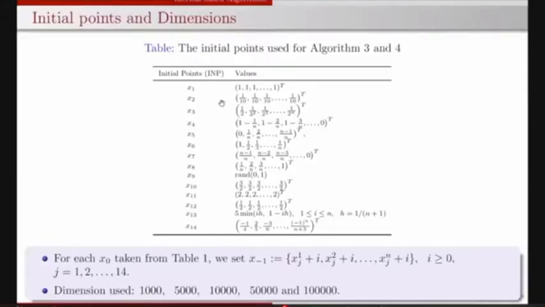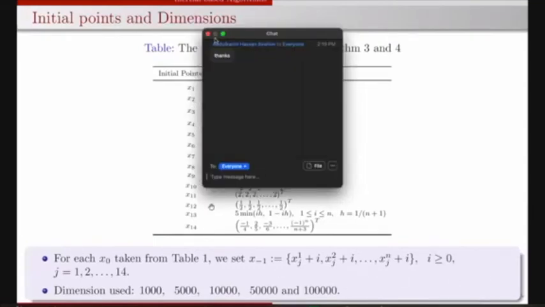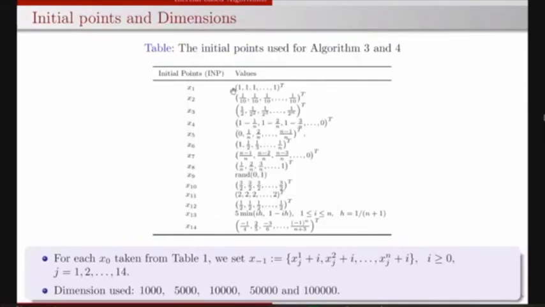So we use 14 initial guesses, and for the second initial guess, we either use the same one or we add some constant to it, which we represent by I here. And we use 5 dimensions, that is 1,000, 5,000, 10,000, 50,000, and 100,000.